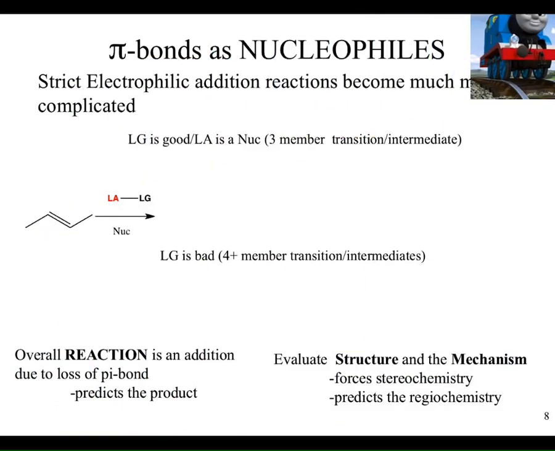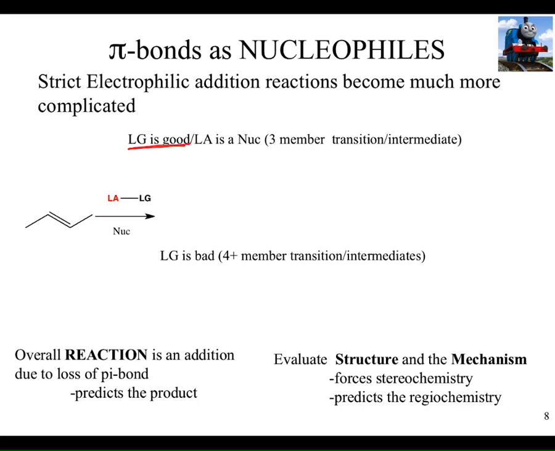Okay, so now the real fun one. Pi bonds as nucleophiles. So these are strict electrophilic addition reactions, and they become a lot more complicated. When I go through and look at patterns here, what I see is that we're either looking at a situation where the leaving group is good or the leaving group is bad. So what we're addressing is the electrophilic species, not the pi bond as a nucleophile. If our leaving group is good, okay, that's one condition that needs to be true, but we'll also need to have a Lewis acid acting as a nucleophile, which takes a minute to beg the question, how does a Lewis acid act as a nucleophile?